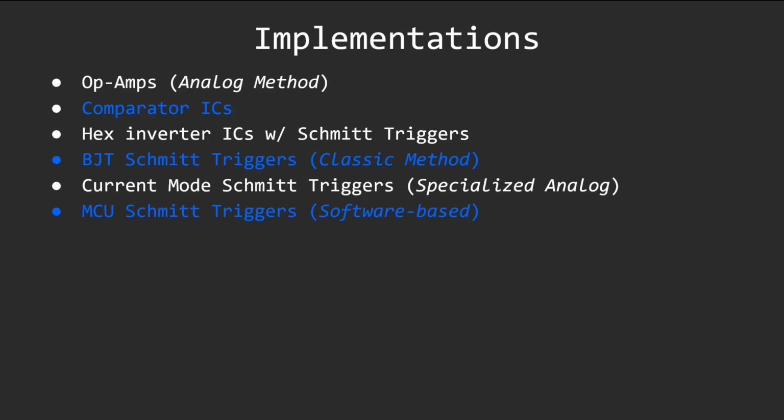Now, what are the main ways that we can implement a Schmitt trigger? Well, we can do it with op amps. This is also called the analog method in some cases. We can take comparator ICs. We can use hex inverter ICs that have Schmitt triggers. That's key. Look for ones that say Schmitt triggers. This is probably the easiest way to do it. In fact, we can use bipolar junction transistors for Schmitt triggers. This is sometimes known as the classic method. We can do current mode Schmitt triggers. Sometimes people call this specialized analog. And we can use something like a microcontroller to do software based Schmitt triggers.